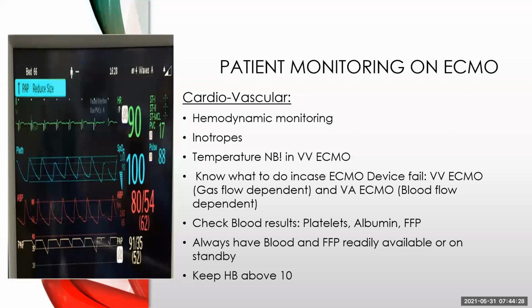And if you need to give any boluses on ECMO, we advise that you give blood products instead of clear fluids because that will also increase your third space fluid. Then you also have to have blood and FFPs readily available or on standby. And we need to keep the Hb above 10. Be sure that you know what the hematocrit is, because that will also give you an indication of if your patient is dry or if you need to reduce some volume. Okay, so that's cardiovascular.